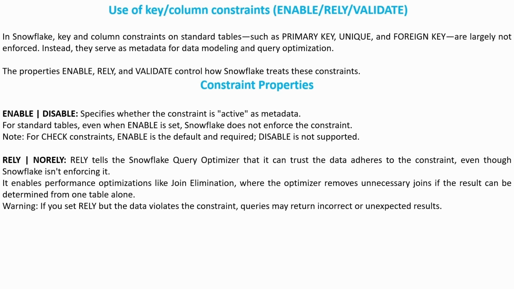Next up is rely or no rely. Rely tells the Snowflake query optimizer that it can trust the data adherence to the constraints even though Snowflake is not enforcing it. It enables performance optimizations like join elimination, where the optimizer removes unnecessary joins if the result can be determined from one table alone. If you set rely but the data violates the constraint, the query may return incorrect or unexpected results. This is the warning provided by Snowflake.